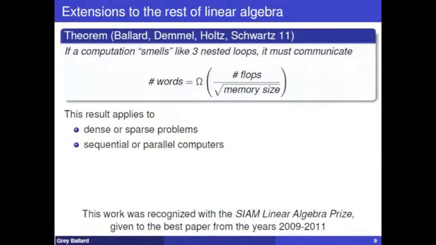Okay, so that's nice for matrix multiply, and what we've been excited about is that these lower bounds can be extended to a very general set of computations. So let me give you a precise theorem. If a computation smells like three nested loops, then it must communicate by this expression. By three nested loops, I'm thinking you can write matrix multiply with code that is three nested loops. And if your computation looks enough like that, then this lower bound will apply. Matrix multiply smells like three nested loops. It doesn't matter if your matrices are dense or sparse, the lower bound applies, and it applies to our high-level machine models, both sequential and parallel.